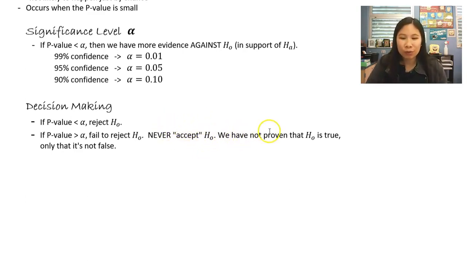So we haven't proven that H0 is true, so that's why we can't accept it. Because if you remember, H0 is the one where the mu is equal to whatever number, or the proportion is equal to whatever number. We haven't actually proven that that is the actual number. It just means that that number is not false.